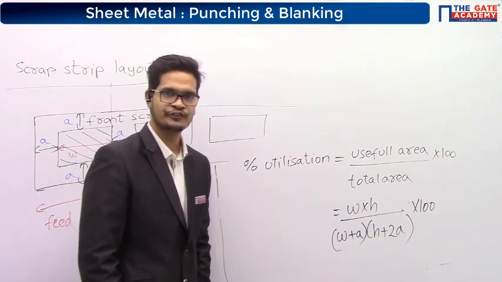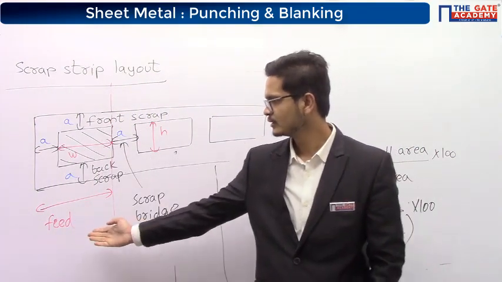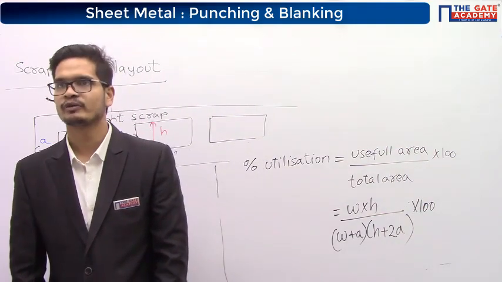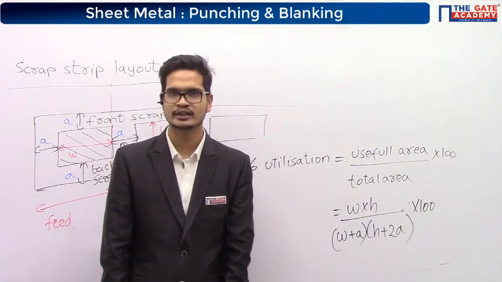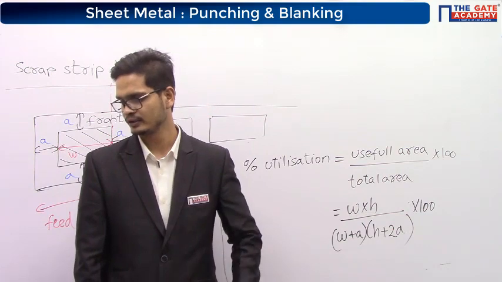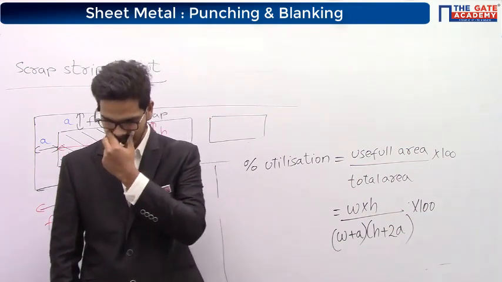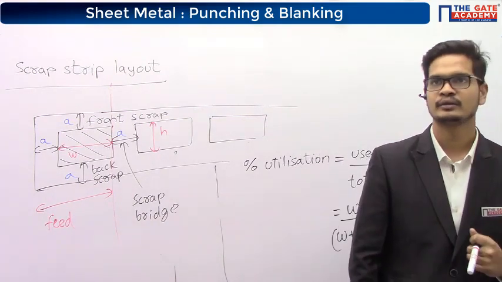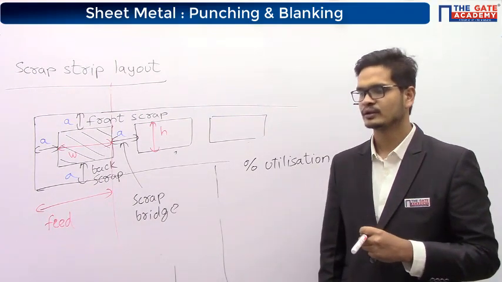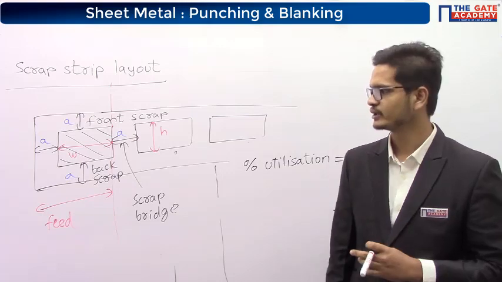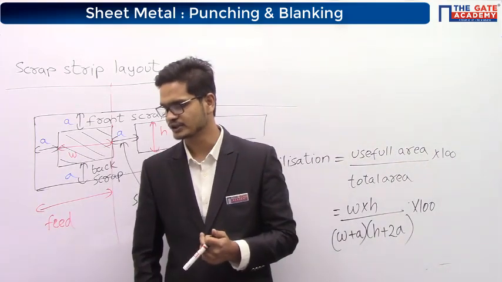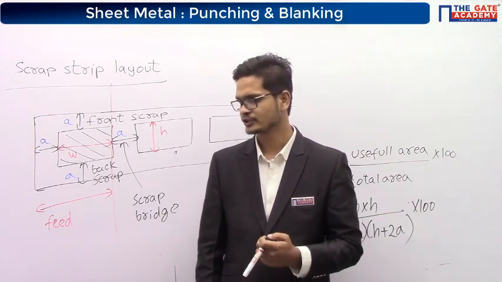Please write down what the meaning of the feed is. Feed is the distance traveled by the sheet during the return stroke of the punch.